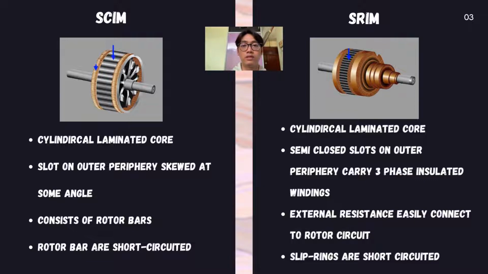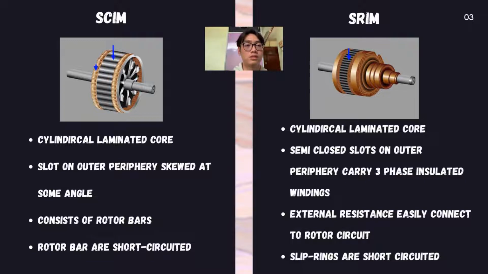And the squirrel cage also consists of rotor bars. Instead of rotor winding, rotor bars are used, and the material is aluminium, brass, and copper, for example. And the rotor bars are short circuited, so it cannot add external resistance to the rotor circuit.